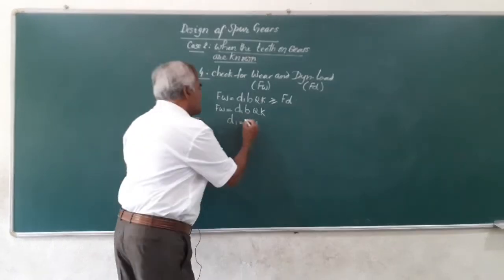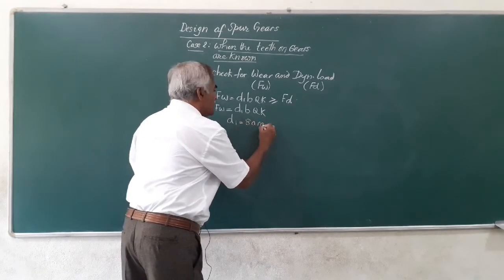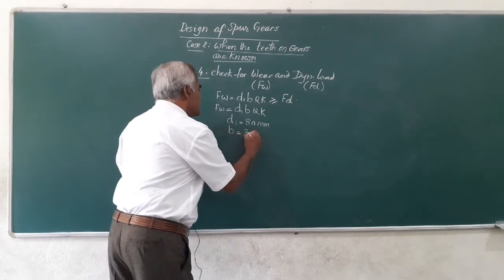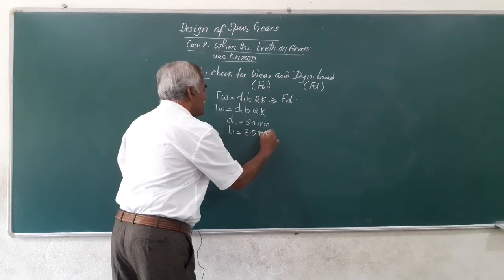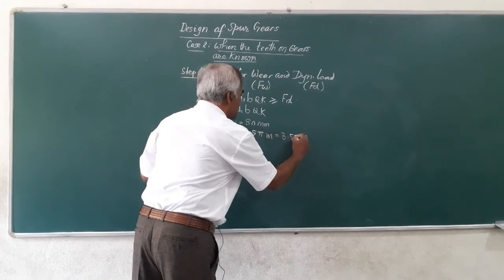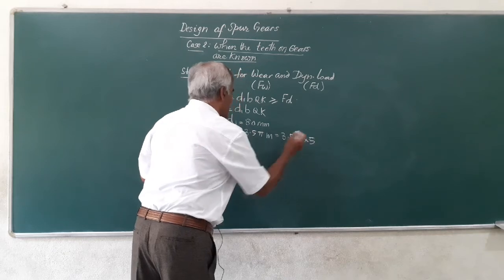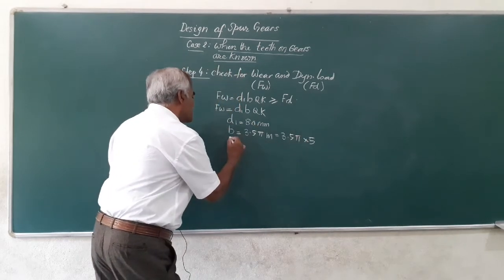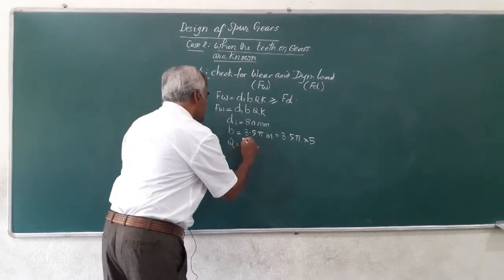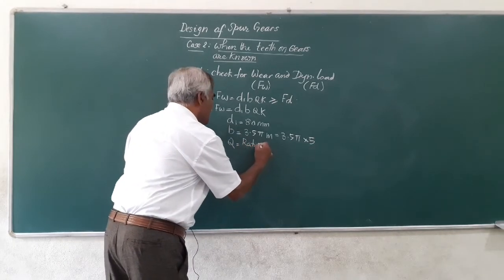If I take up this Fw, friends, Fw is d1 b Q K, where d1 is equal to the diameter of the pinion, that is 80 mm. Just now I told you how to calculate. B is the face width, 3.5 multiplied by pi m, 3.5 pi times 5. You get the value. Then comes the term Q. Q is called the ratio factor.